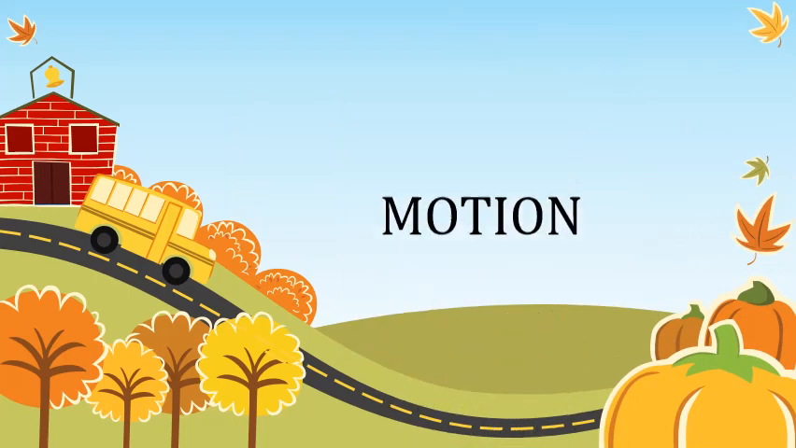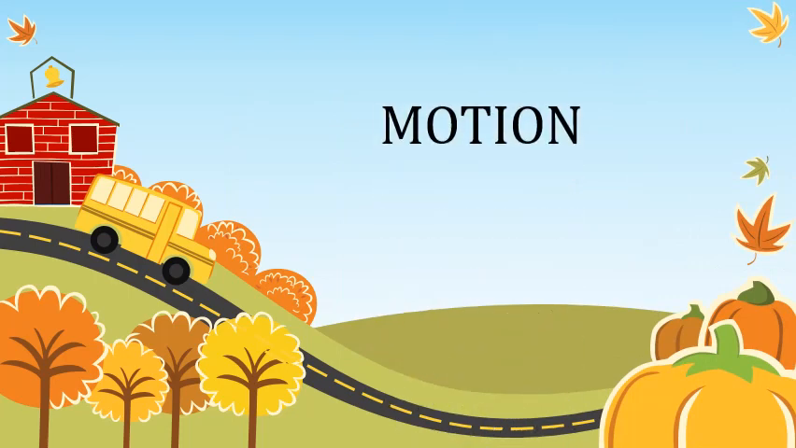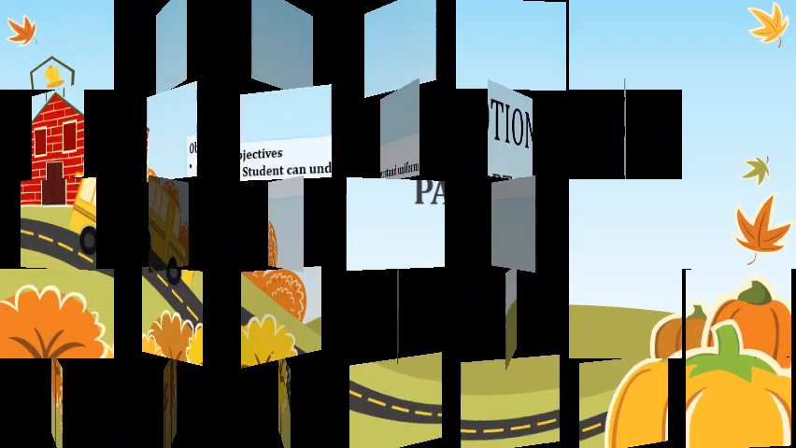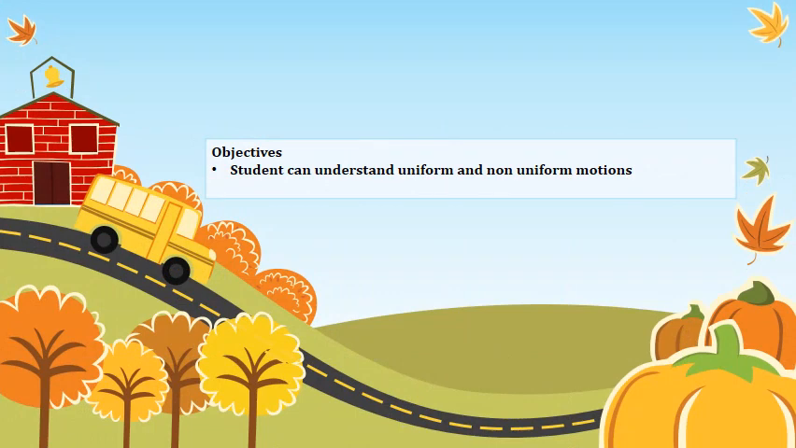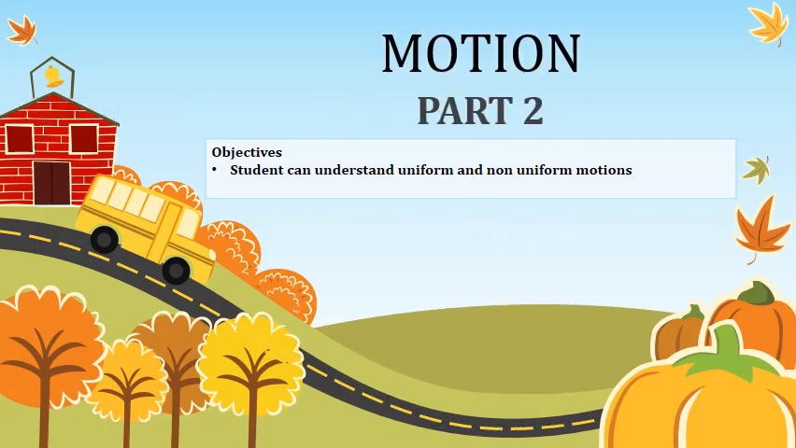In the first part you have learned about speed and velocity. Now you will learn about uniform and non-uniform motions. That means after the end of this lesson, you can easily say what a uniform motion is and what a non-uniform motion is. Understood? Okay.